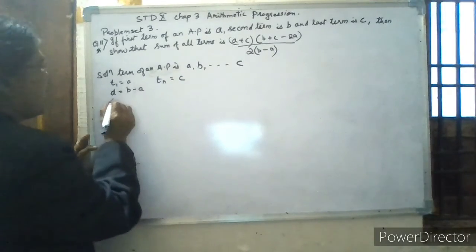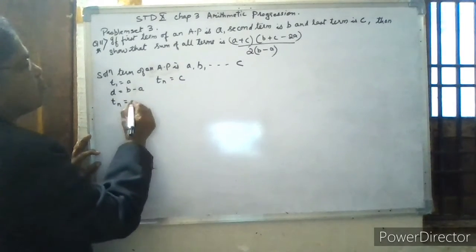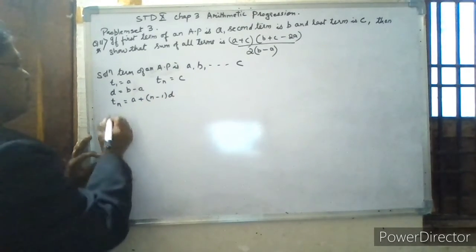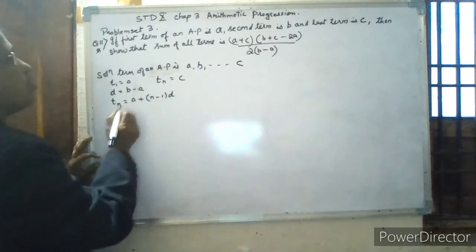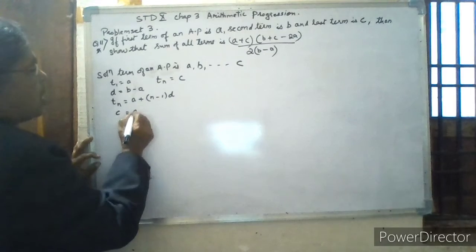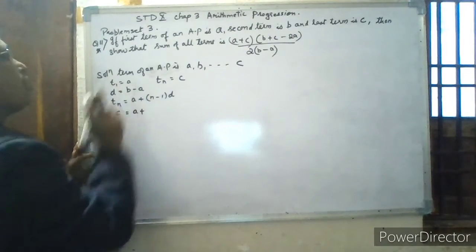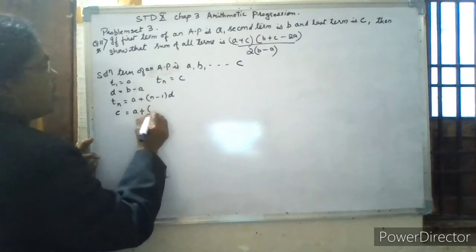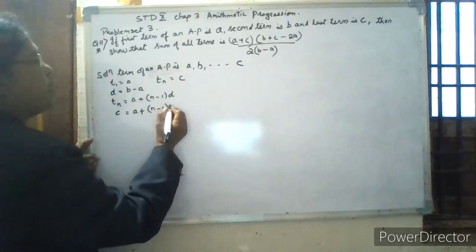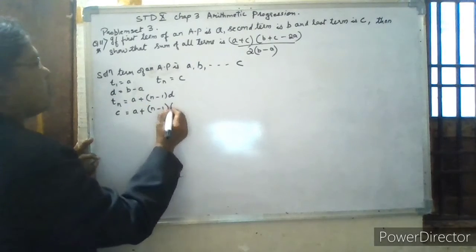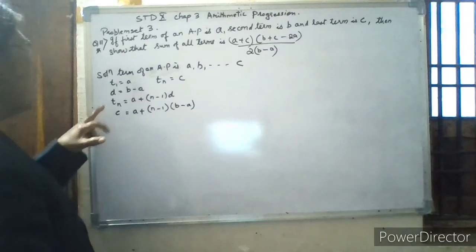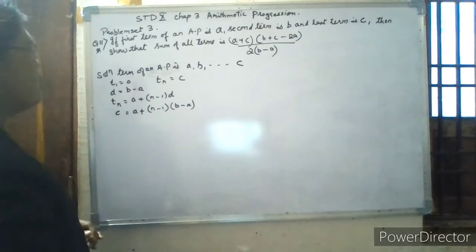So taking the nth term formula, the nth term is equal to A plus n minus 1 into D. Now the nth term value is given as C. So C is equal to A plus, A is the first term, then n, which we don't know, n minus 1 into D. But D is B minus A. We have got it in this form.